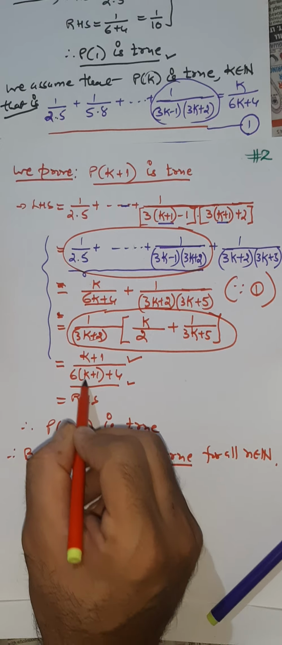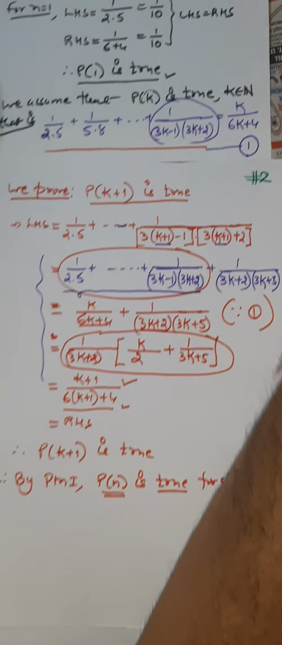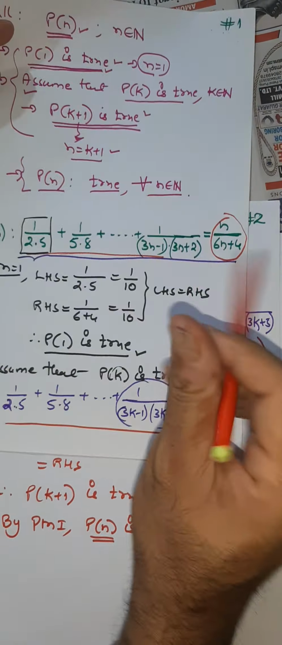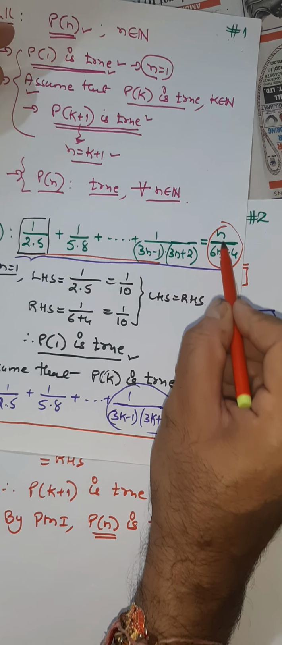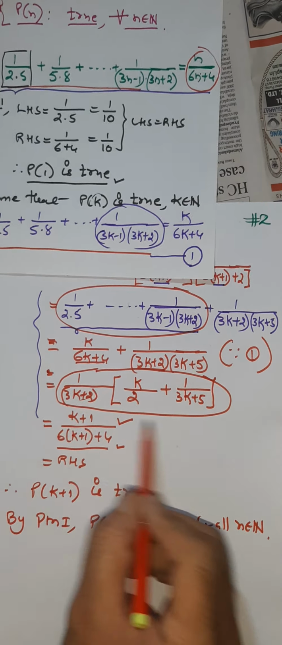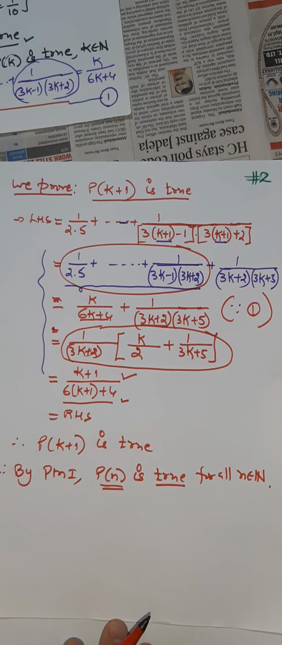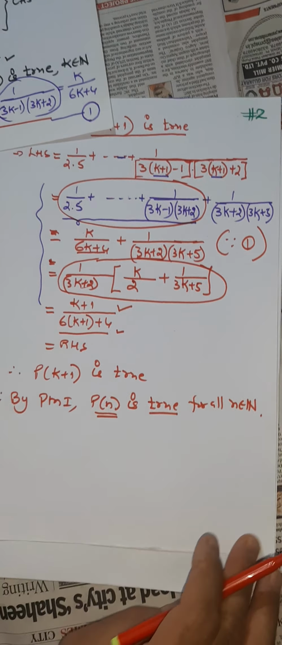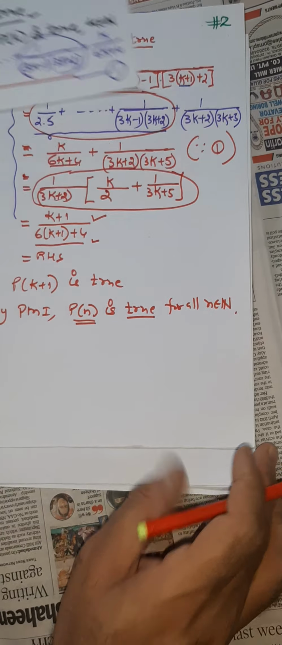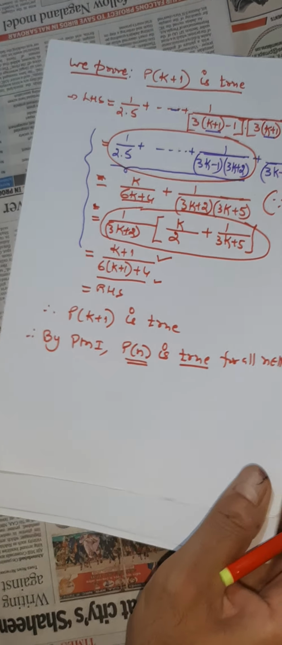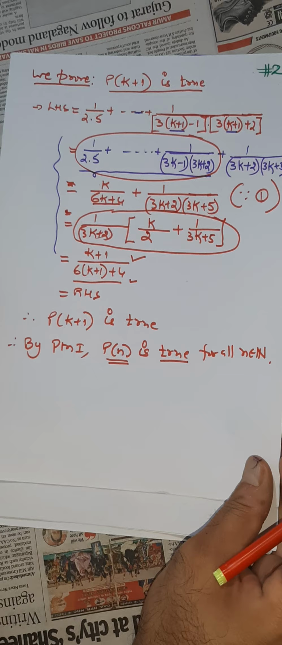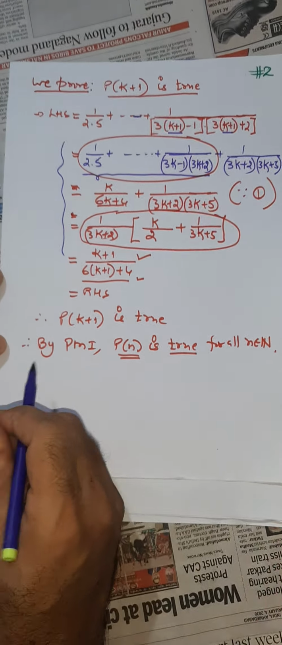So in this statement here, instead of n, you are getting k plus 1, right? You just do this. This is RHS, and therefore by PMI, Pn is true. That's one. Now let's go to one more question. Next question. Let me go for question number 11 here.